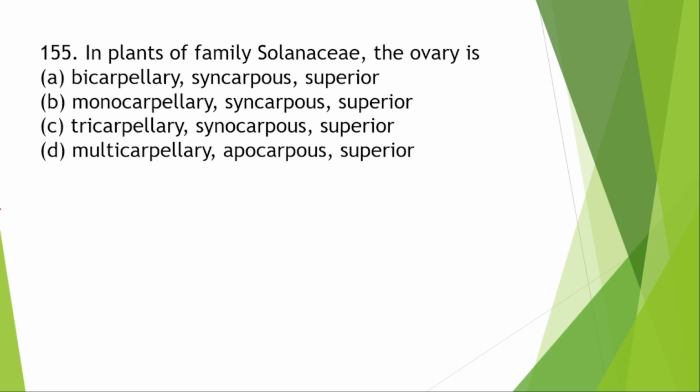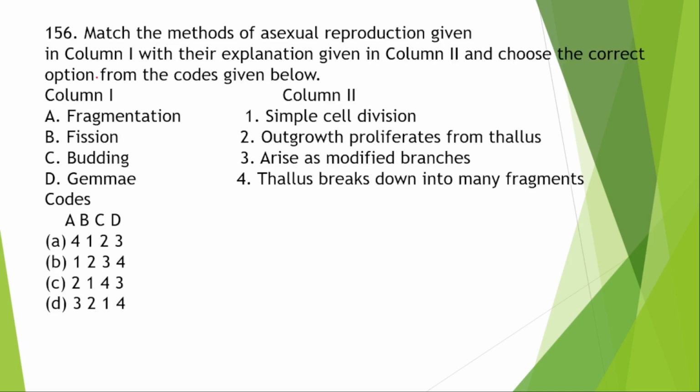Next, 155. In plants of family Solanaceae, the ovary is bicarpellary syncarpous superior. This one itself is right. 156. Match the following. Fragmentation: thallus breaks down into many fragments. A is 4, so option A will be right. Fission is simple cell division. Budding is outgrowth proliferation from the thallus. Gemmae arise as modified branches.